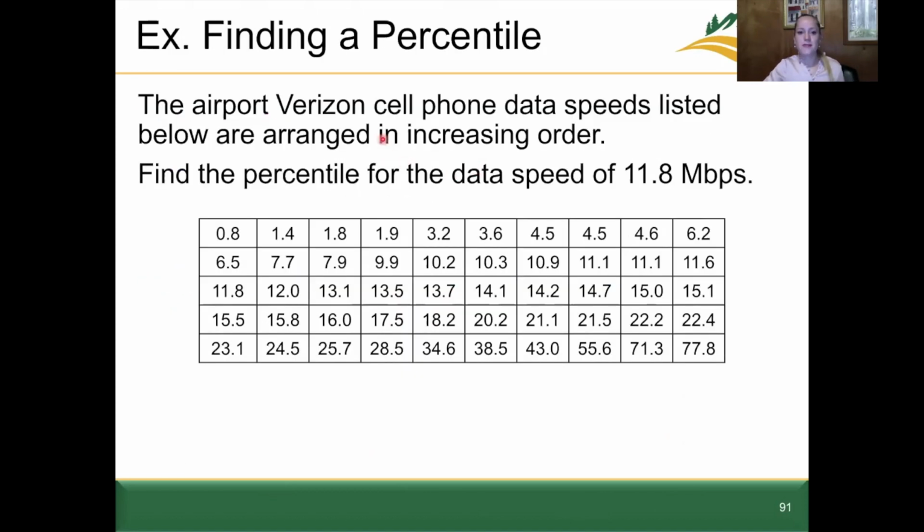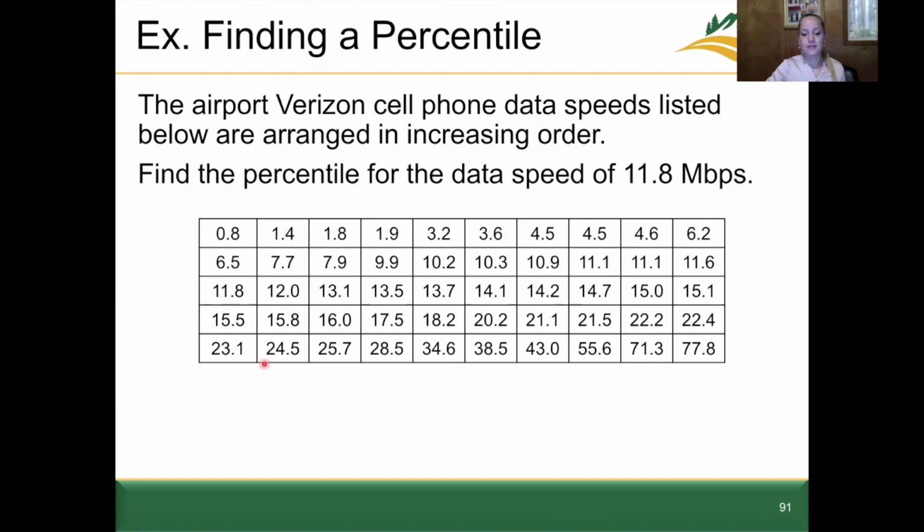So here's these Verizon cell phone data speeds in megabits per second that we've seen a few times. One thing you'll notice is this data is already sorted in ascending order. So it goes from 0.8 to 1.4, where this is the minimum data value, all the way to 77.8, where this is the maximum data value. Here we're asked to find the percentile for the data speed of 11.8 megabits per second. Now here's 11.8 megabits per second within our data table. So let's determine the percentile.